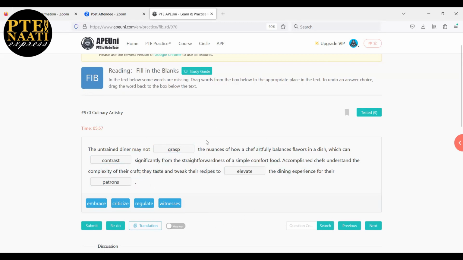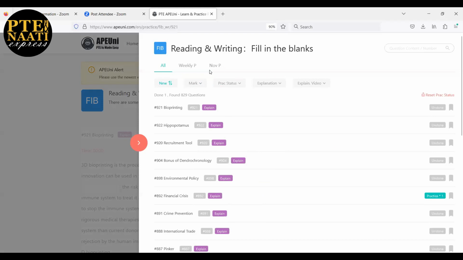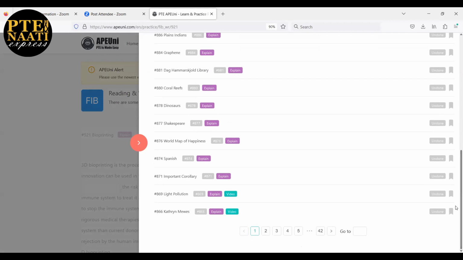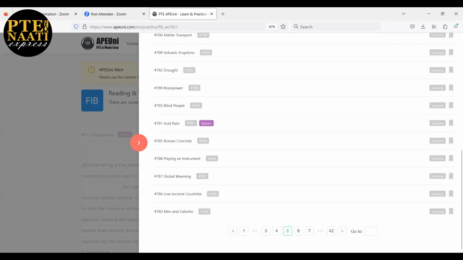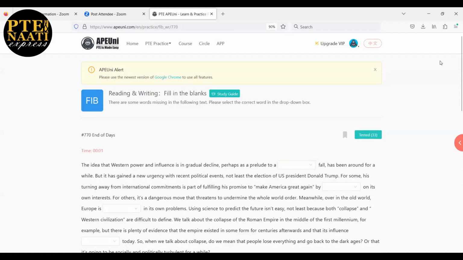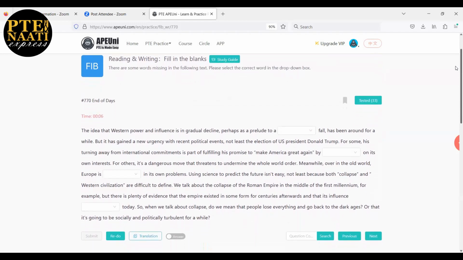So this is how the fill-in-the-blanks drag and drop activities are going on. This reading and writing fill-in-the-blanks question would look like this. So you can read it carefully. I will try to display the options.